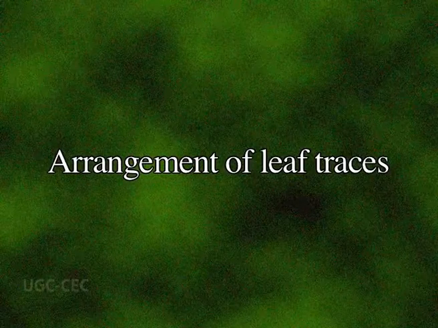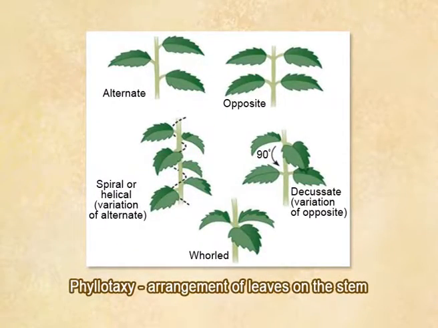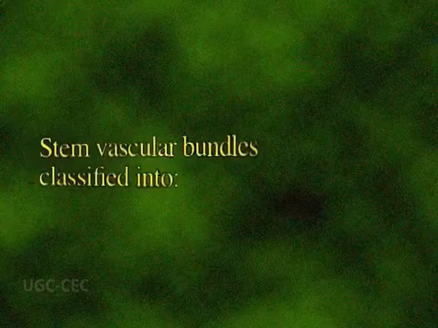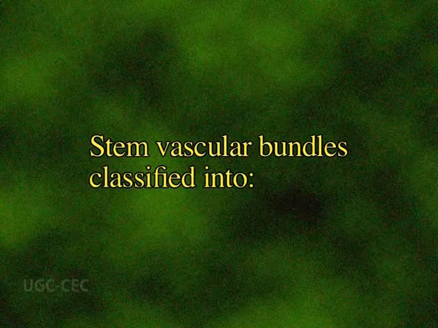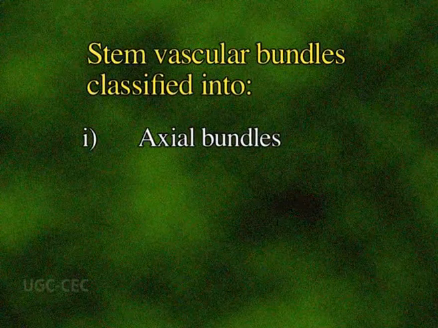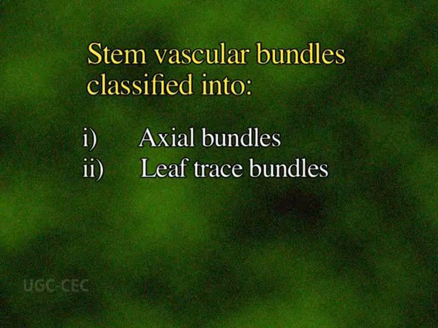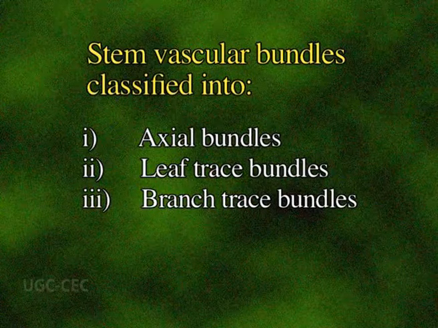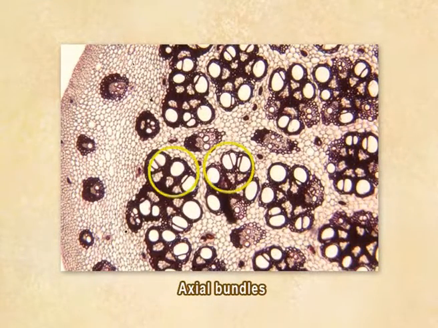Now, arrangement of leaf traces. The arrangement of leaf traces and their complexes varies in different groups of plants and is related to the phyllotaxis. The phenomenon is well understood when we study the vascular bundles in a stem. Stem vascular bundles are commonly classified into first, axial bundles, second, leaf trace bundles, third, branch trace bundles and fourth, sympodia. Now, an axial bundle is also called cauline bundle or common bundle.